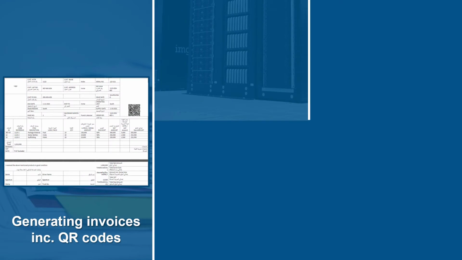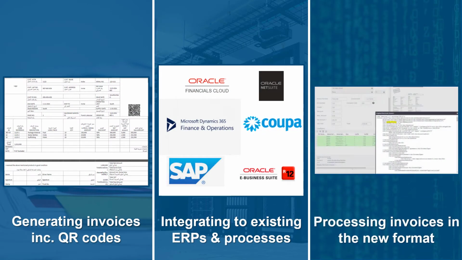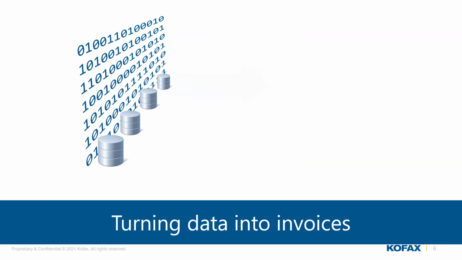So that being said, we need to be able to generate invoices, including QR codes, integrate that into your existing ERP systems and processes, and further down the line, we also need to be able to process those invoices in those new formats as well. So the government has deemed this the prep list for all organizations that need to adhere to this new legislation, and we as Kofax want to help.